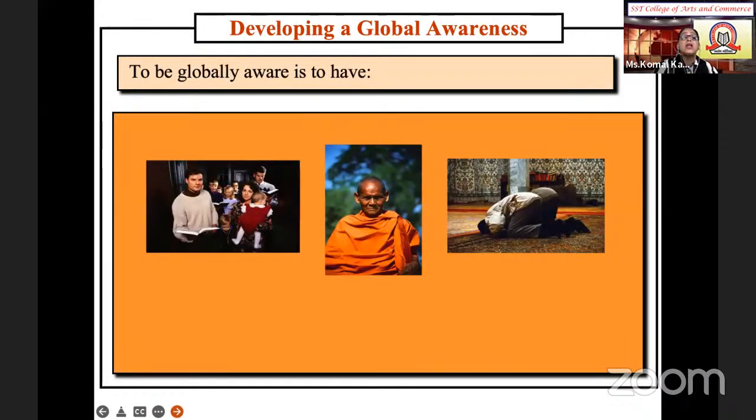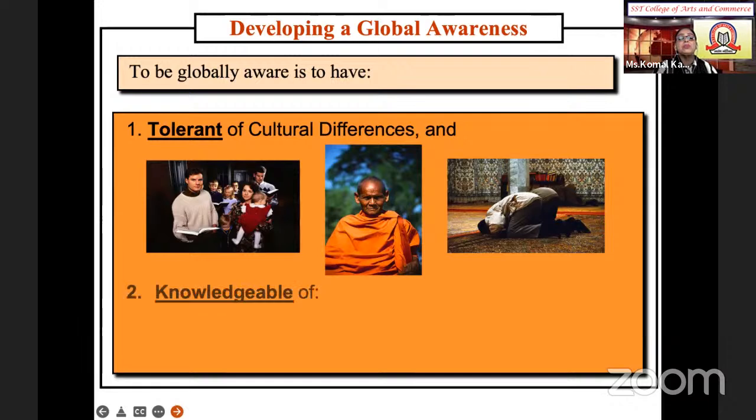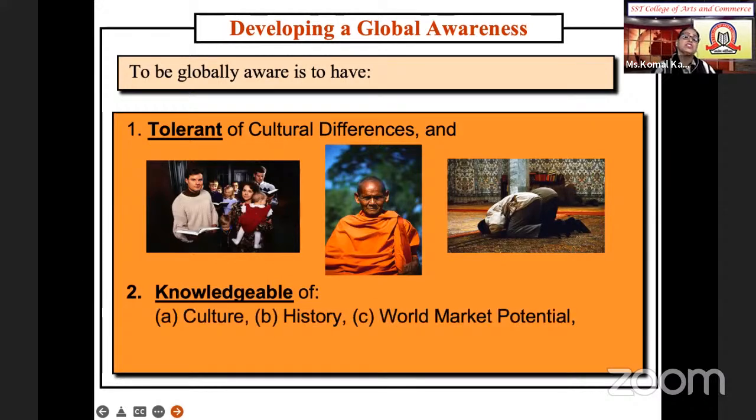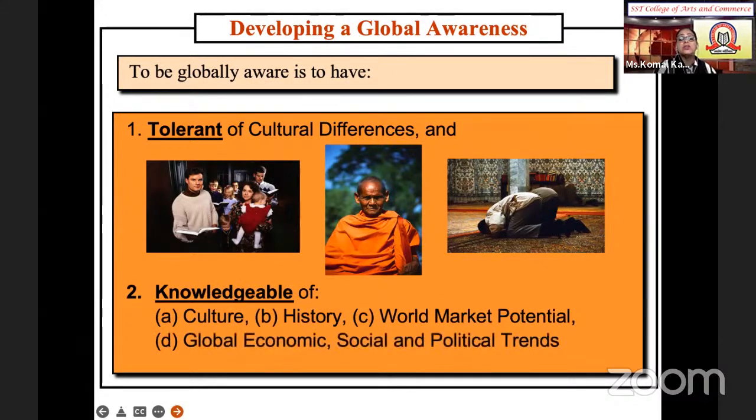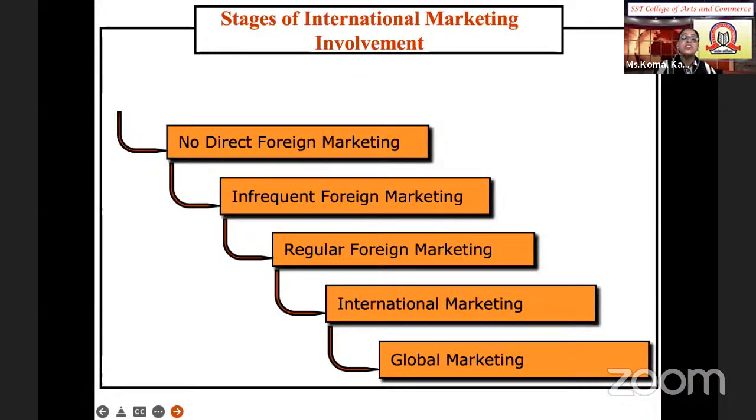Another area is to be globally aware. We have to be tolerant of cultural differences. We have to somehow ignore or tolerate certain cultural differences which may put a bad impact on our business, like what culture people are following, what are the habits, what is the religion, what is the standard of living, what are the likes, what are the dislikes, what are the notions, what are their perceptions. We must have knowledge of culture, history, world market potential, global economic, social, and political trends.